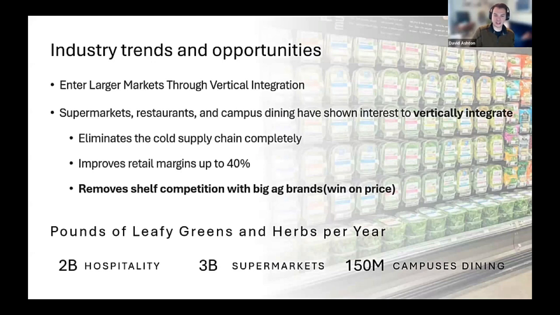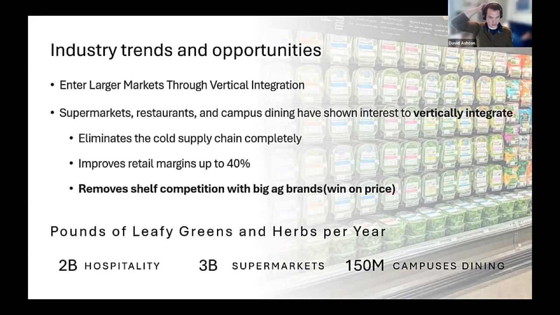And as I mentioned earlier, it's very difficult to compete in larger markets against large scale agriculture. But we believe we can compete through vertical integration. There's been a lot of success with Costco's Kirkland brand with vertically integrating product because it improves margins of up to 40%.